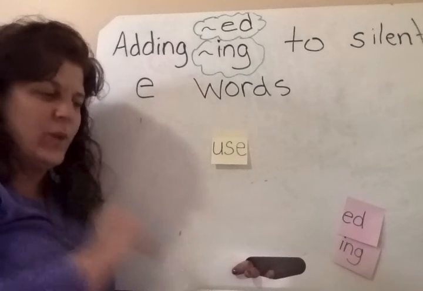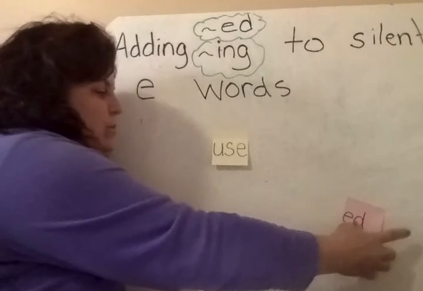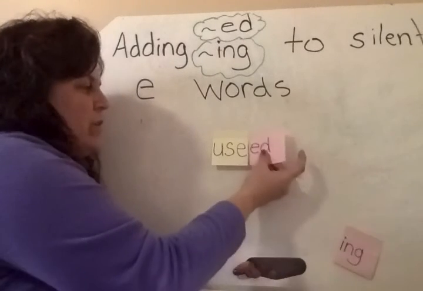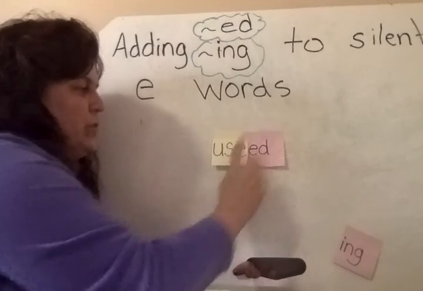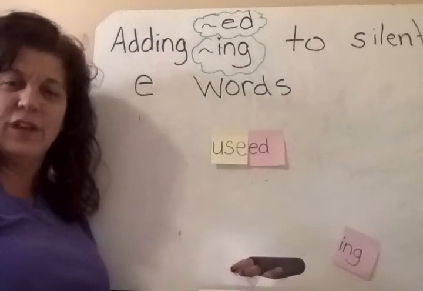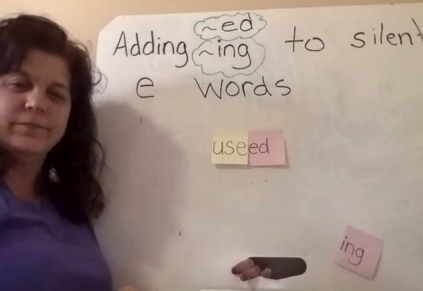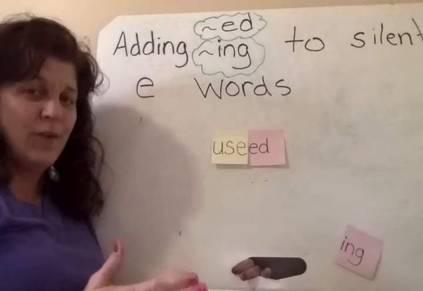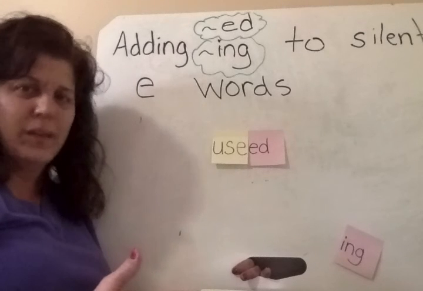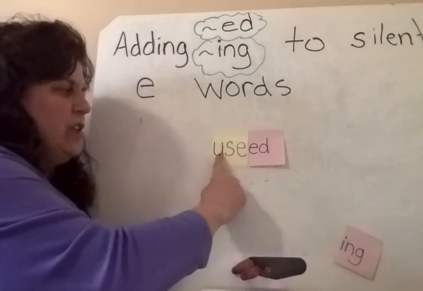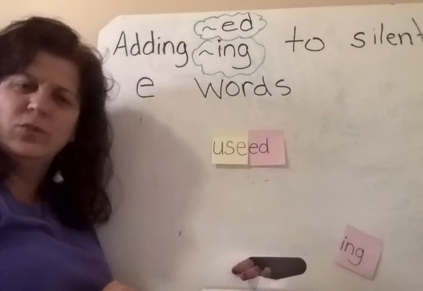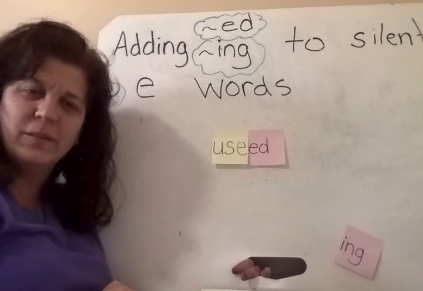So this one we have to use used. Remember what we're going to do is we're supposed to be taking off that silent E. And if I don't, two E's together make the E sound. I just made an awkward vowel team that is in the wrong place. So this would say use-ed. Use-ed. Does that make sense?